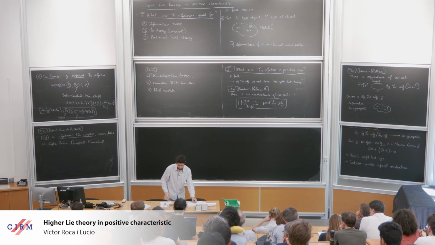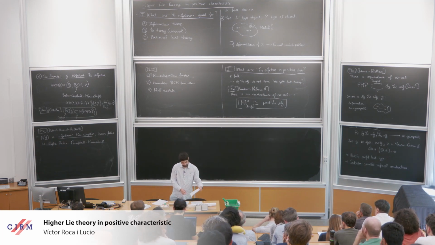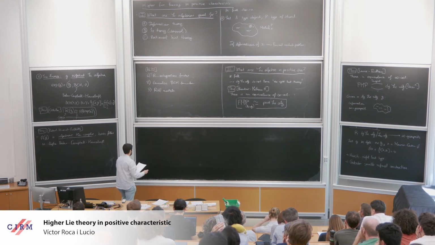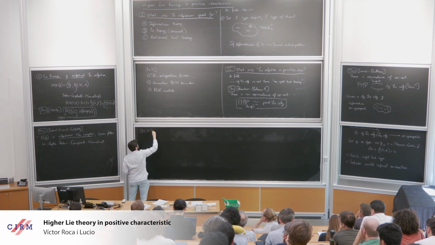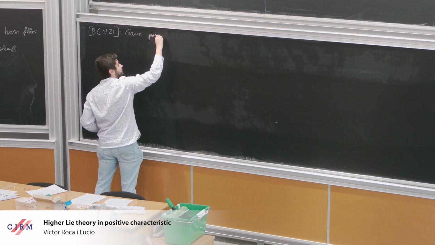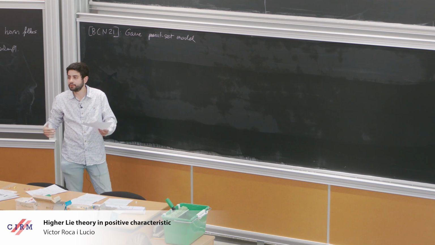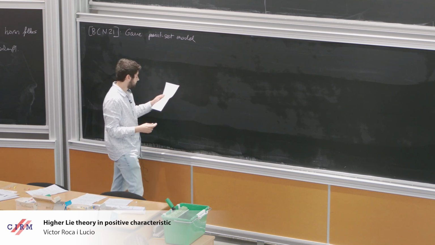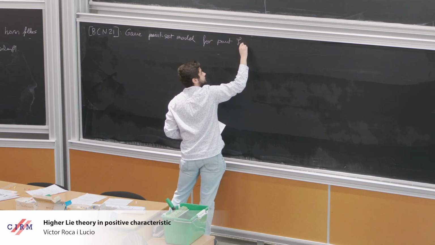Okay, so Brunner, Campos, and Newton gave point set models. By that I mean a category of algebraic objects with some model structure that you can localize and get back the infinity category of partition Lie algebras. So they gave point set models for these partition Lie algebras.